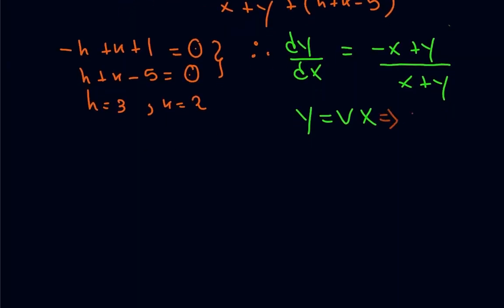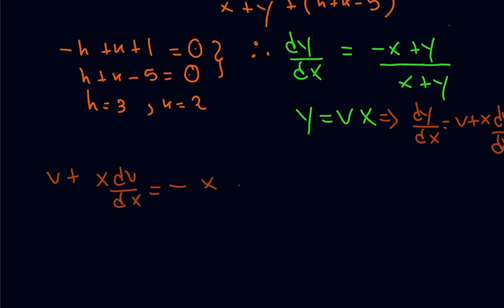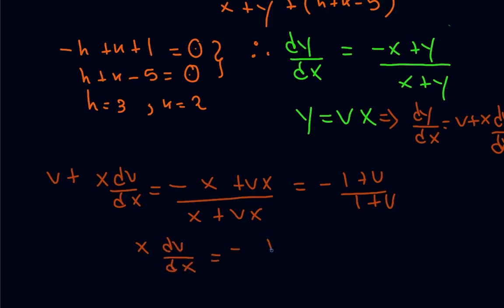So differentiate with respect to x, dY/dX equals v times x d/dx, using the product rule. Now our differential equation becomes something like this: x times dv/dx equals minus x vx divided by x plus vx. If we simplify this further, it looks like this. Now you can move this v to this side and simplify further. You will finally get a differential equation like this: 1 plus v squared divided by 1 over v.